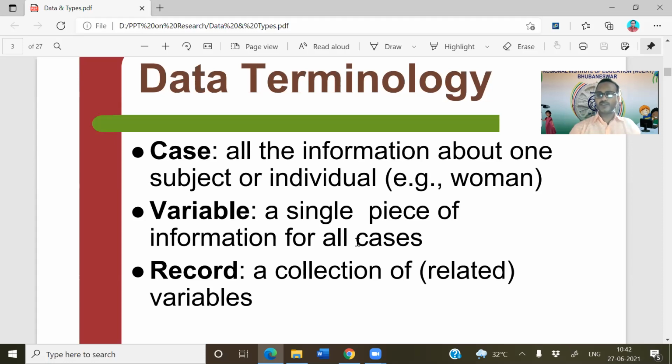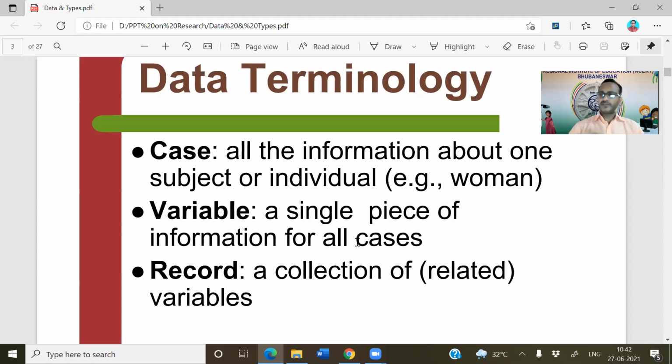Suppose you take achievement. Achievement will vary from person to person. You say sex. Sex will vary from person to person. And therefore it is variable. It can be a psychological variable, it may be a sociological variable, it can be a biological variable. Different types of variable are there.